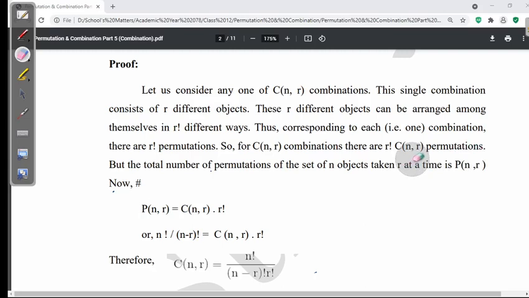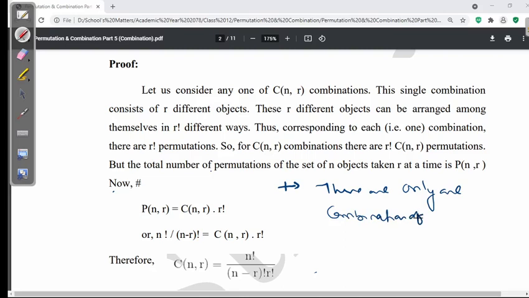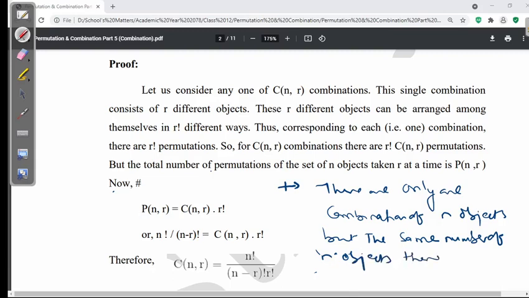You have to consider one concept, dear students, that I will write here. There is only one combination of n objects, but for the same n objects, the number of permutations is n!. For the same n objects, there are n! permutations.